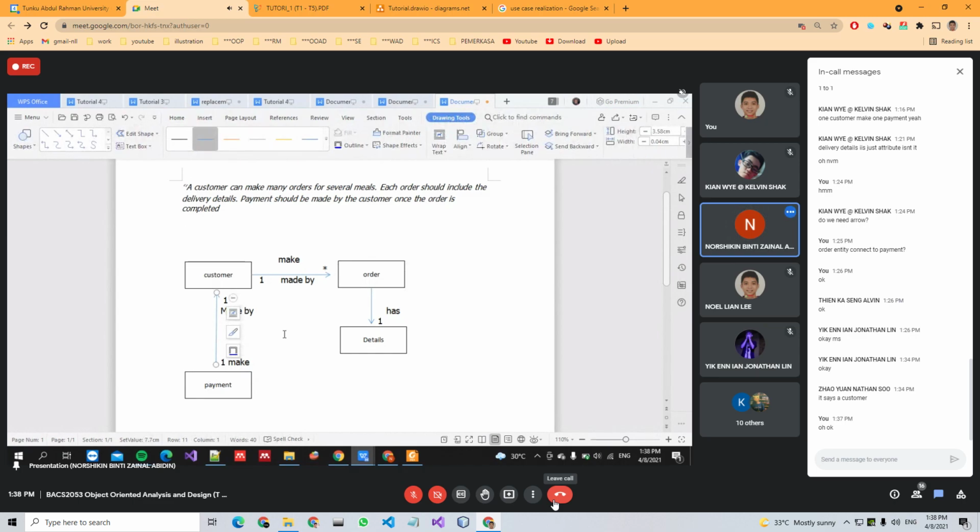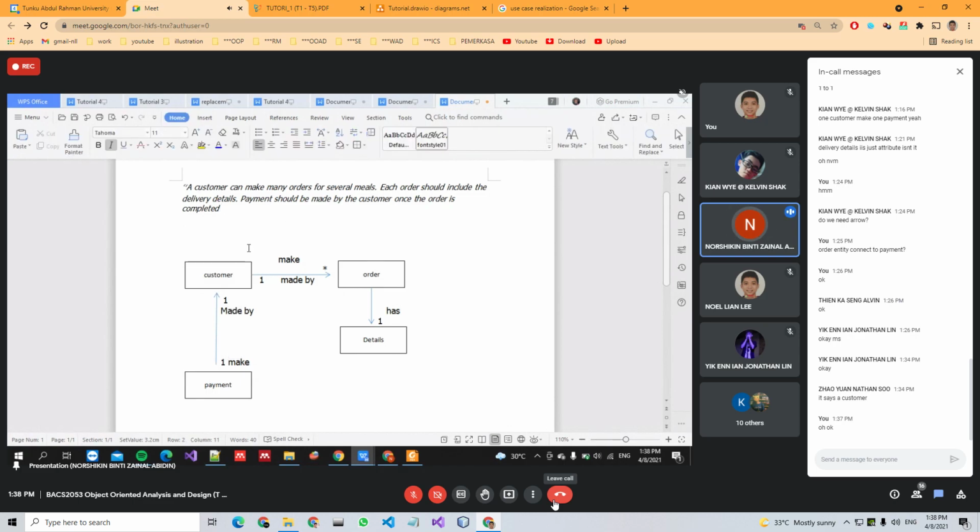So payment to order. Payment should be made by the customer. So you want to add that payment contains order ID. But it's not stated here that payment contains order ID. I think that one you just use your logic, right? But it's not here, so just follow directly from the question. But you need to add your attributes. But actually, this question does not have enough detail like the previous question. They don't have enough information.